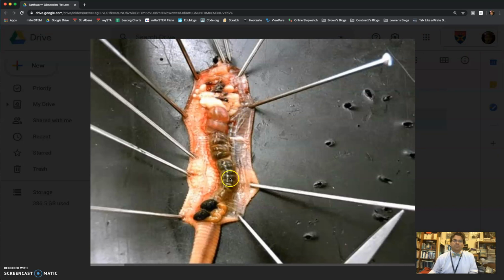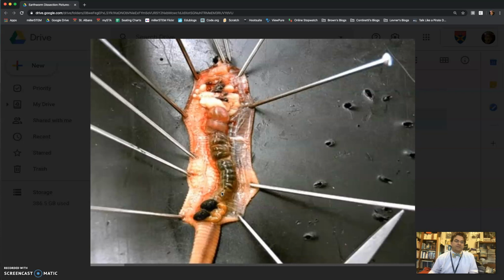And then this large kind of black mass right here is the intestines of the worm. And the intestines of the worm actually runs all the way down. Here you can see that part of the membrane of the intestines has been opened up, and that's just some dirt that was located inside of the worm.